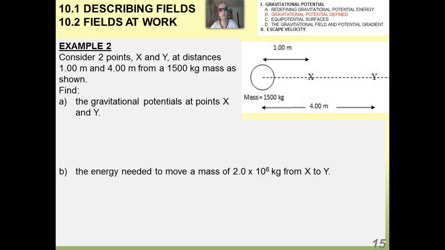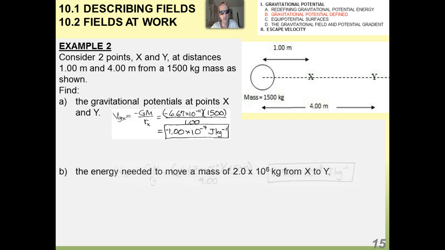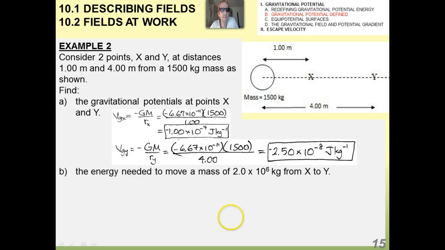Try this example. Two points, x and y, at distances 1 and 4 meters from a pretty big mass, a 1,500 kilogram mass, could be a car. Okay? Find the gravitational potentials at points x and y. Okay? Well, at which place would it be greater? What does your common sense, your intuition tell you? Well, okay, at v sub g, the gravitational potential at x and y, it's a little bit confusing because they're both actually in the horizontal.